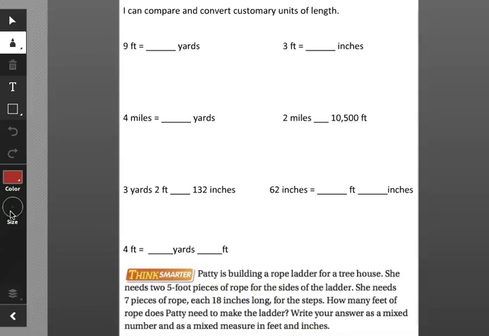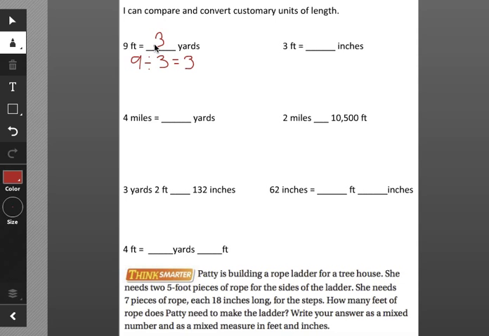We have 9 feet and we want to know how many yards are in 9 feet. So if I were to look on my reference sheet, I know that 1 yard equals 3 feet. So what I need to think about is, okay, 1 yard equals 3 feet, so how many yards does 9 feet equal? So what I'm going to do is take 9 and divide it by 3, because I know that 3 feet make up 1 yard. So if I take 9 and divide it by 3, that equals 3. So that means that 9 feet equals 3 yards.